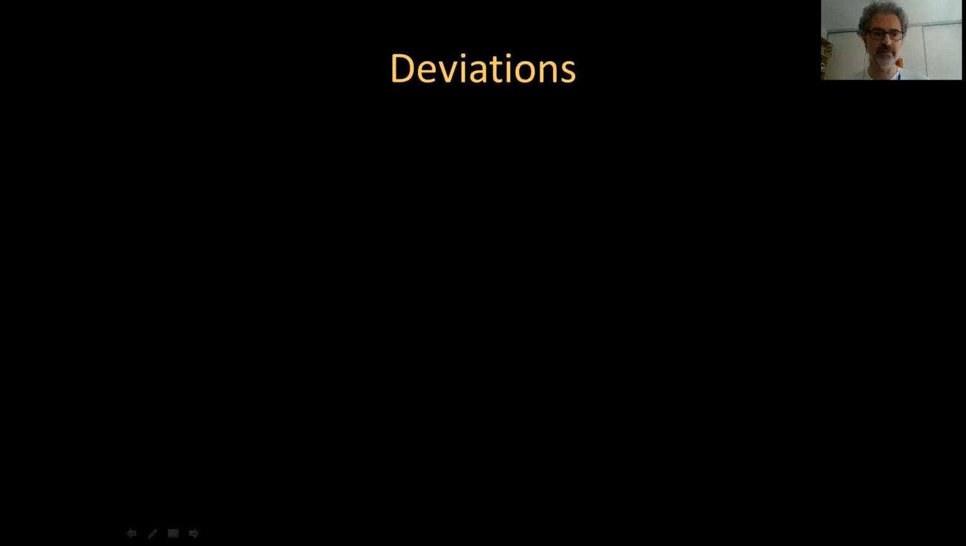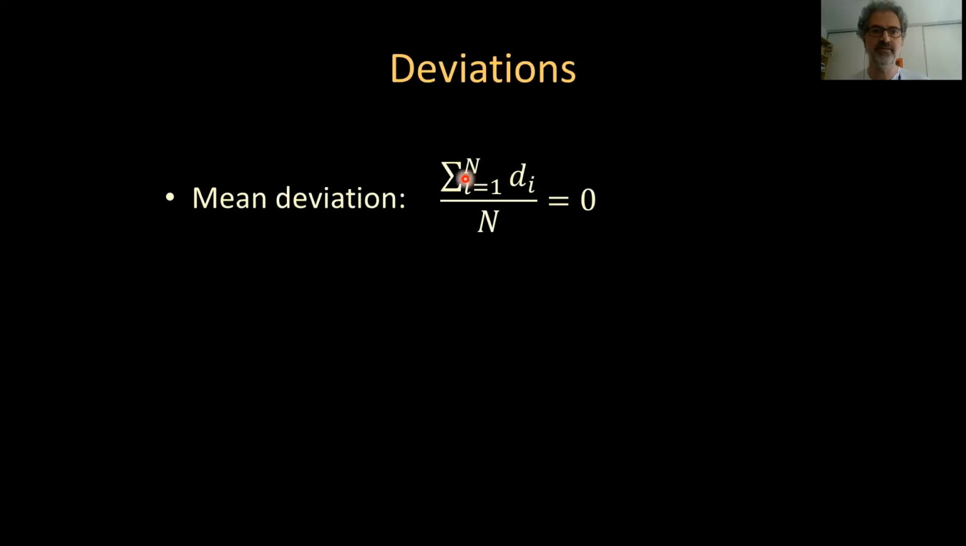The simplest approach would be to use the mean deviation. And the mean deviation is the sum of all the deviations divided by how many they are. And if you recall our discussion of the mean, you have already realized that this is not going to work because the sum of the deviations is defined to be 0. That's how the mean was derived. So if you just add up all those deviations, you get 0. So this idea is not going to work.